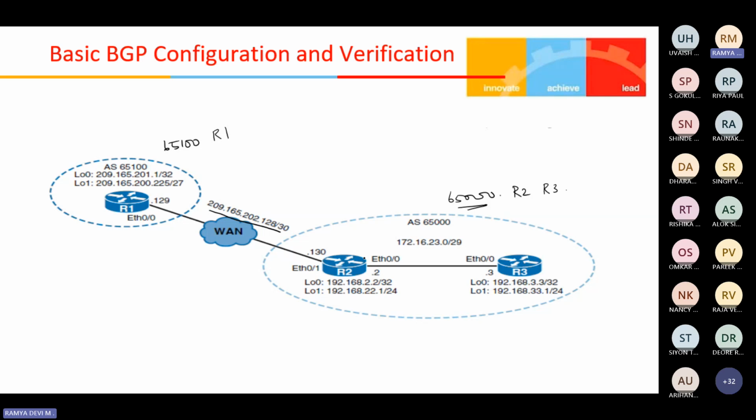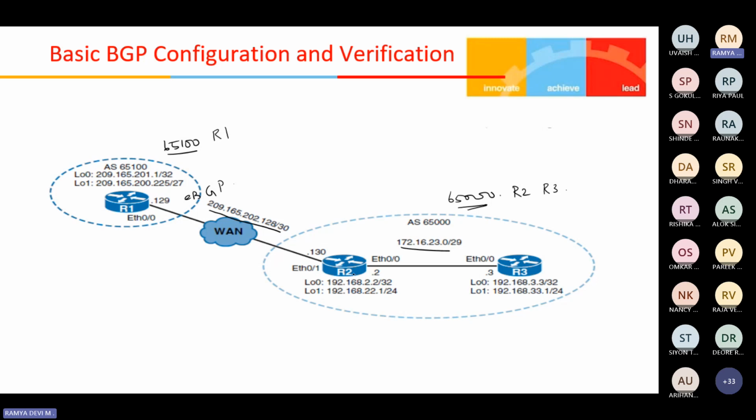Inside autonomous system 65000, R2 and R3 are connected using a subnet. What is the subnet that is used? 172.116.23.0/25. Whereas in R1, we configure BGP with autonomous system number 65100. It has a neighbor, which is R2. R2 works on a different IP address, right? So when you see R1, R2 works on a different IP address, which belongs to a different autonomous system. In this case, we'll be using an eBGP, exterior gateway protocol session.